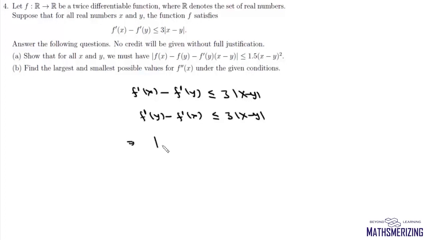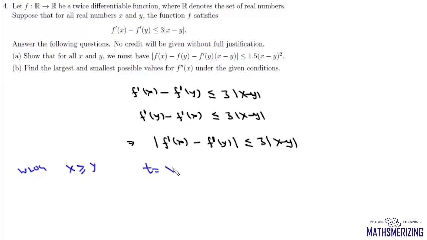That is, from here we can clearly say that mod of f dash x minus f dash y is less than or equal to 3 times mod of x minus y. Now what we'll do is, without loss of generality, we'll assume that x is greater than or equal to y, and when we fix x and y, we'll define this t as x minus y, and this t will be greater than or equal to 0.